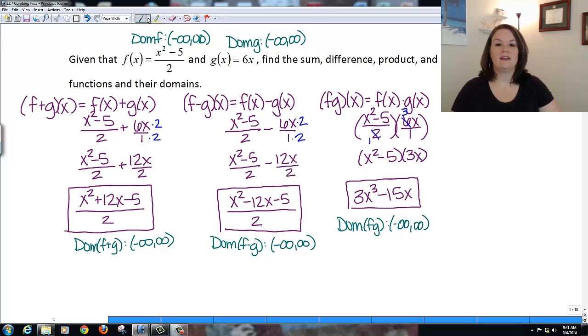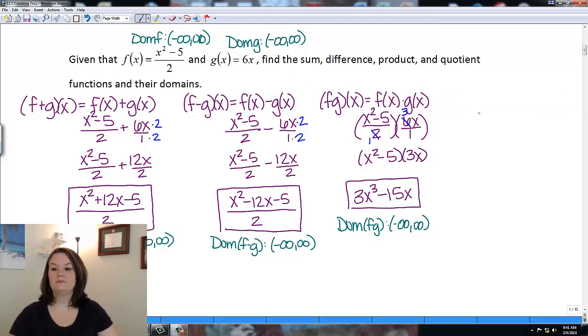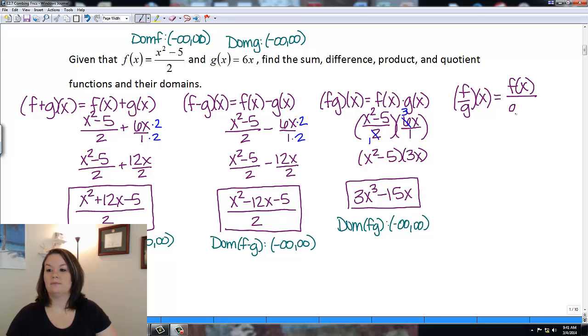Okay. And then I have one last one, which is my quotient. So I'm going to do f over g of x, which remember means I'm dividing. So f of x divided by g of x. So I'm putting my f function on top, which here is x squared minus 5 all over 2 divided by my g function, which is 6x. Now here this is a complex fraction. We can't leave it like this.